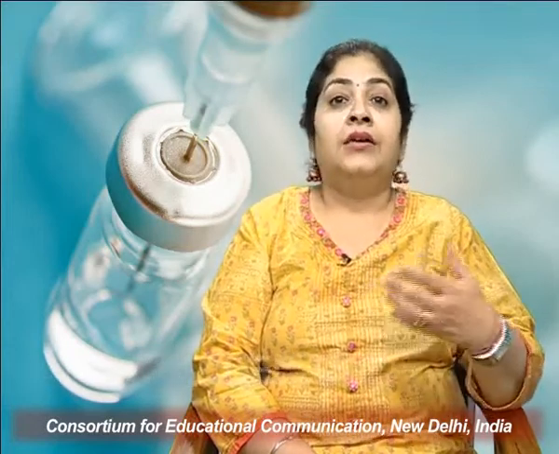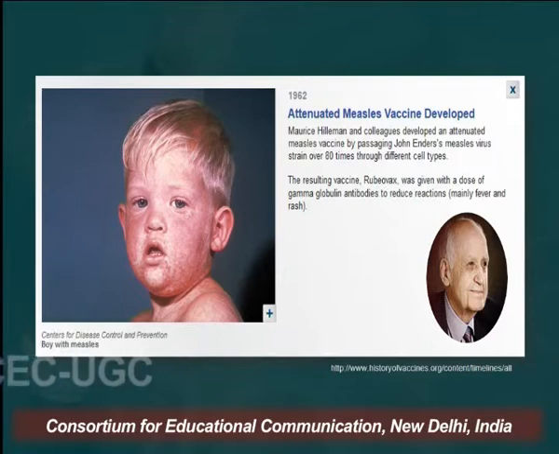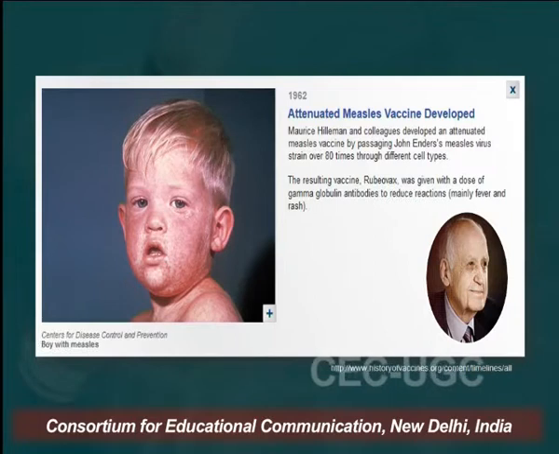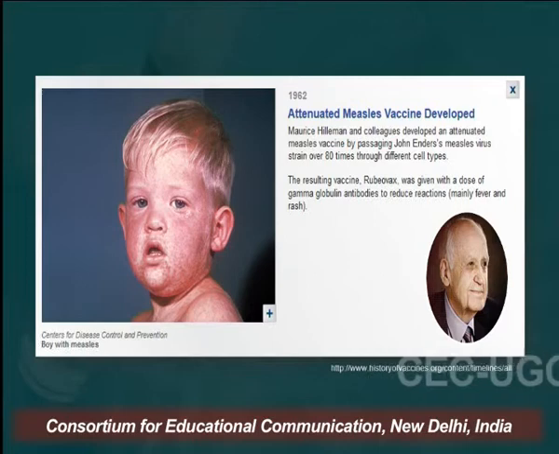Later, the attenuated measles vaccine was developed by Maurice Hilleman and his colleagues, and this was attenuated by passing the measles virus, which was used by John Enders, through different cell types 80 times. So this is how they attenuated the measles virus and used it later as a successful measles vaccine.